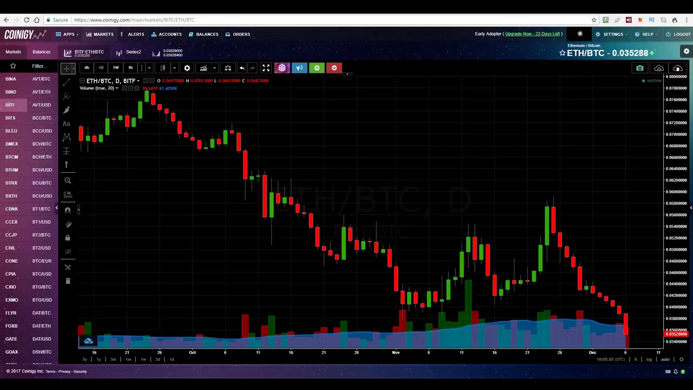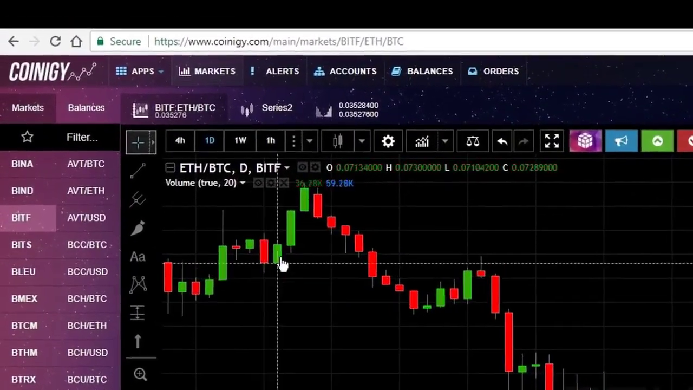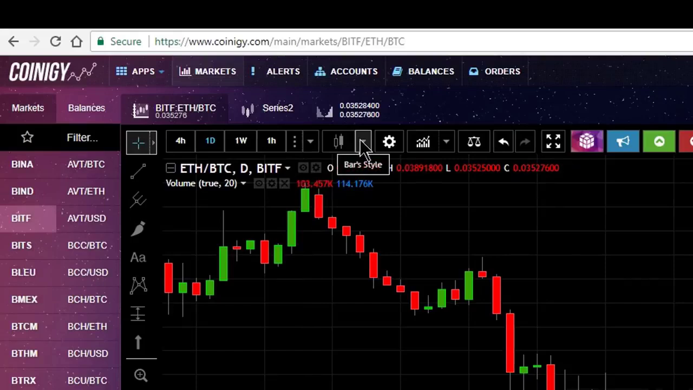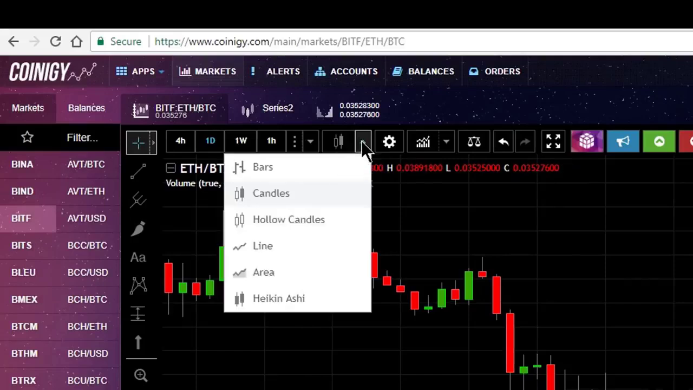Now in this lesson, we're going to learn to read the most fundamental part of a price chart, the candlestick. So first of all, make sure your chart is in candlestick mode by clicking on this tool that appears at the top toolbar. You drop this down and you can select any one of these ways to display the price. We want specifically candles.